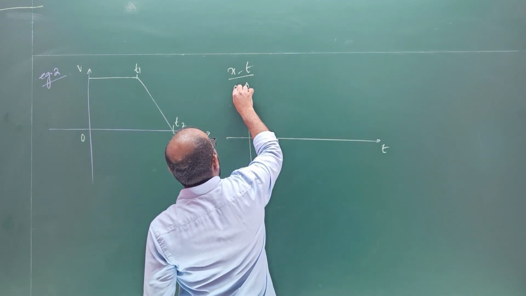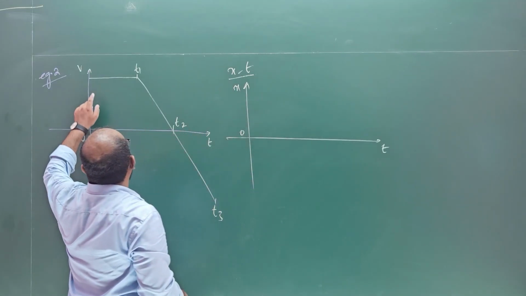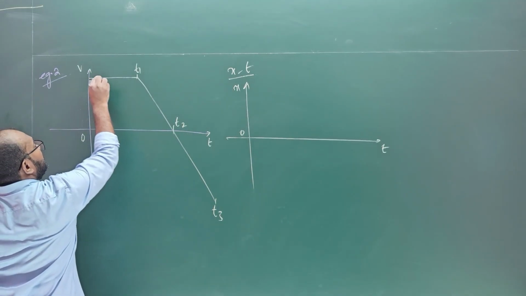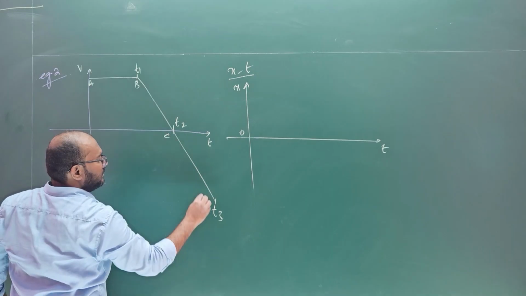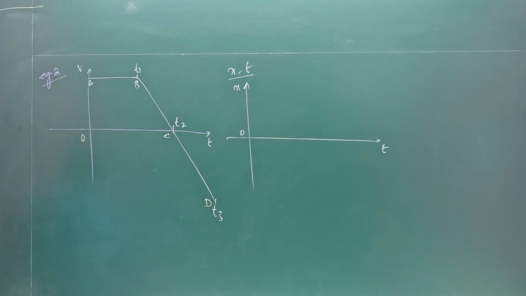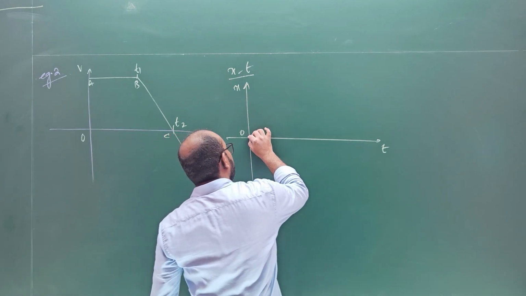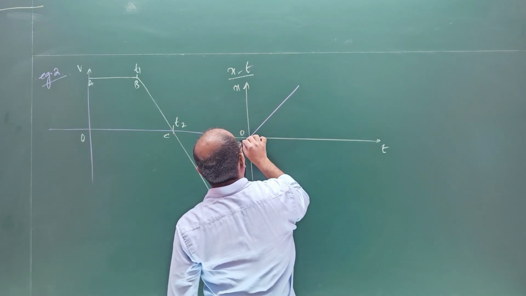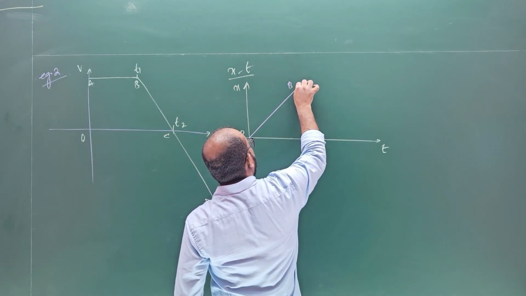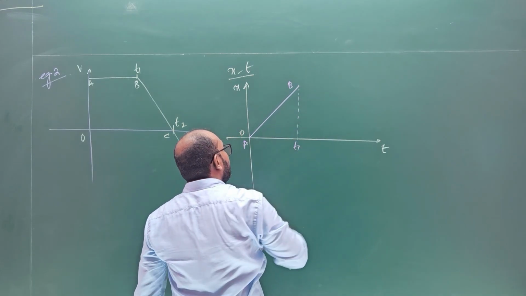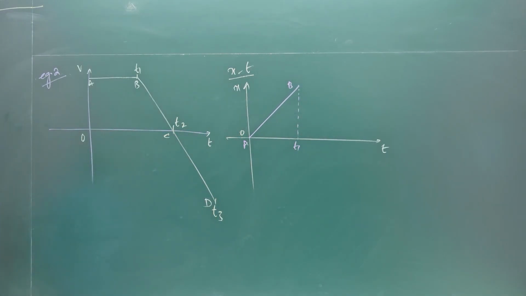Time, and this is your x, origin. Let's say this is A, this is B, this is your C, this is your D. A to B, constant velocity. With constant velocity, displacement can be written like this. Yes or no? So this is your A, this is your B, and it reached at time T1. Okay, very good.